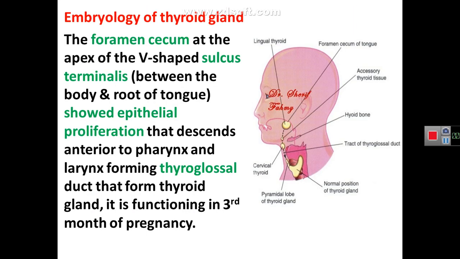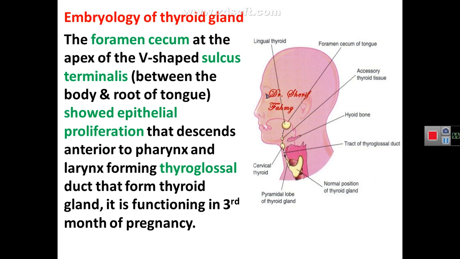This is all about muscles, the embryology of the tongue. Now we will talk about embryology of the thyroid gland. As we said a while ago, the anterior two-thirds of the tongue is called the body, and the posterior one-third is called the root. In between the body and the root, there is a V-shaped sulcus called the sulcus terminalis. The apex of this V-shaped sulcus is called the foramen cecum.